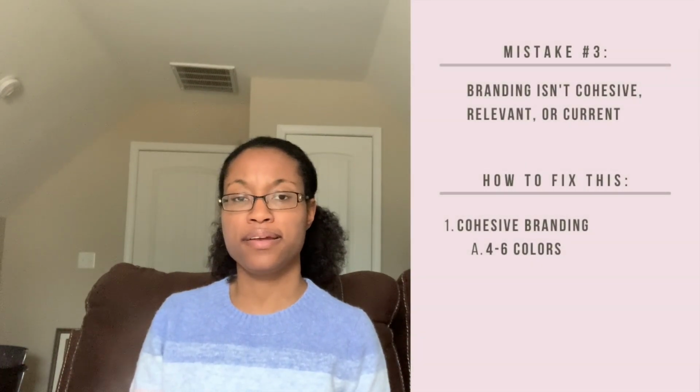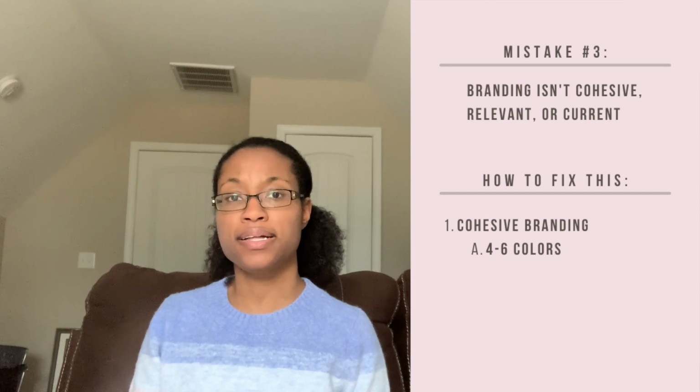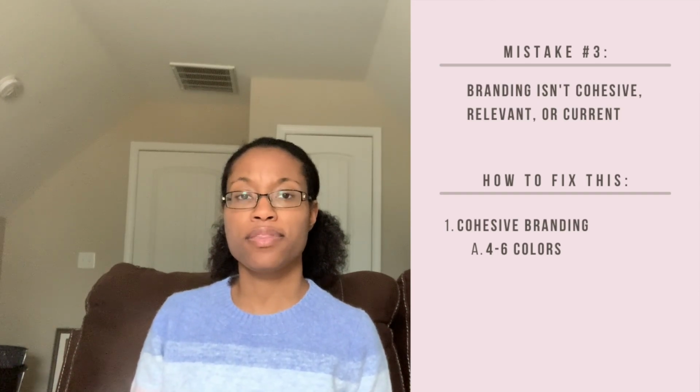So let's talk about how you can make your branding more cohesive, make sure it appeals to your ideal audience, and make sure that it's not outdated. The first thing that you'll want to do when it comes to having cohesive visual branding is have a color palette that you stick to. When you're choosing your brand colors, I recommend starting with about 4 to 6 colors, and then you can choose 2 of those to be dominant and the other 2 to 4 colors will be accent colors.